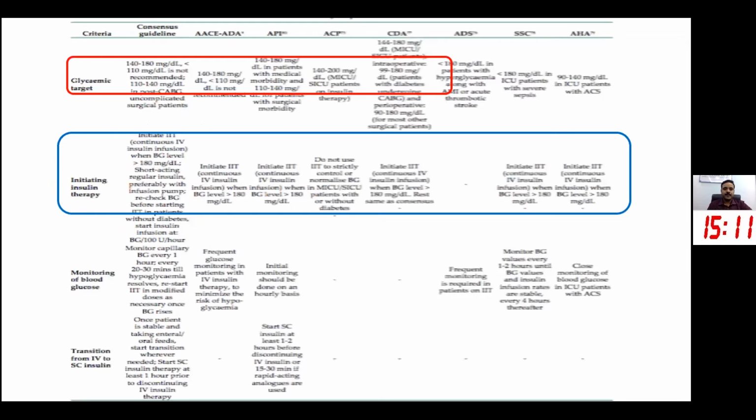These are the snapshot of various guidelines for ICU management of hyperglycemia in critical care setup, and almost all the guidelines agree that the target should be between 140 to 180 milligram per deciliter, and the initiation of insulin infusion should be started at the threshold of 180 milligram per deciliter. And all these guidelines have also endorsed that insulin infusion therapy with a regular insulin is the standard therapy, and we should start and titrate with this insulin infusion therapy.